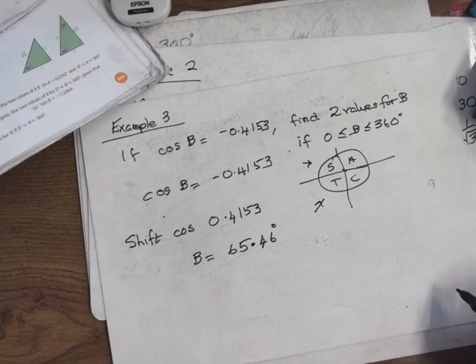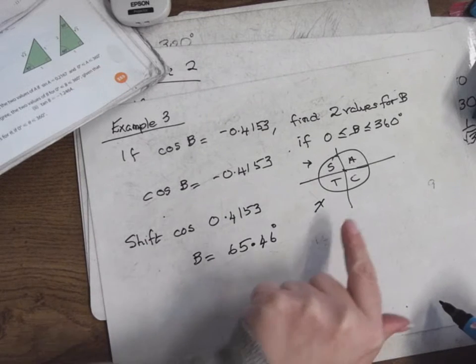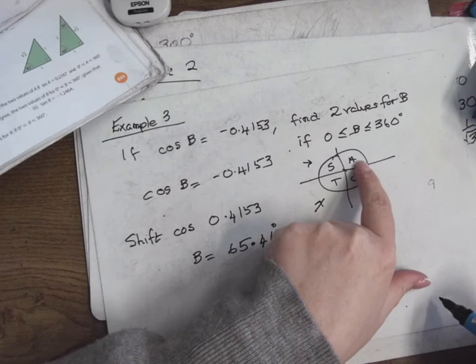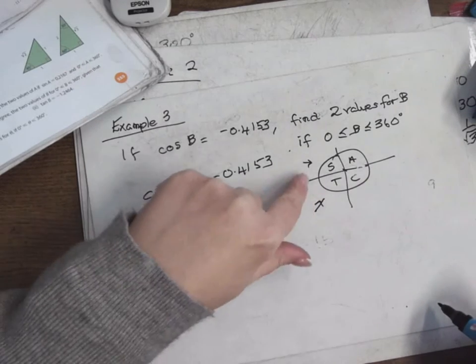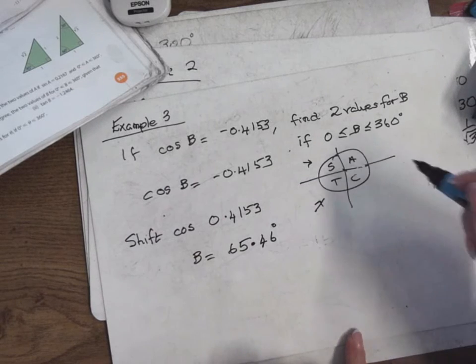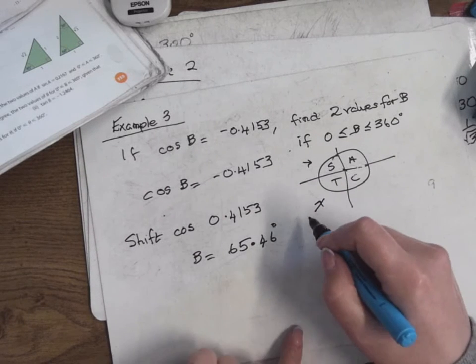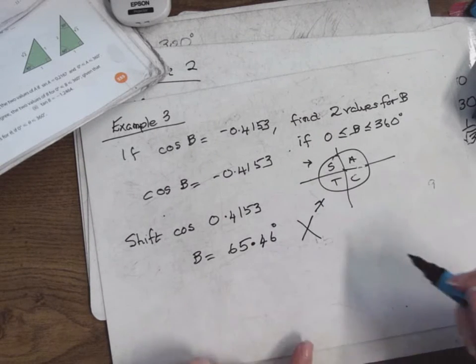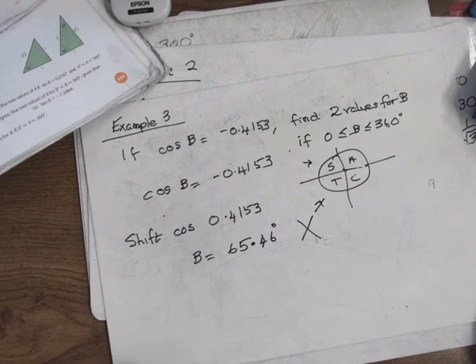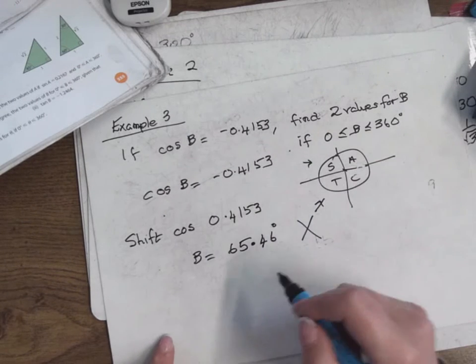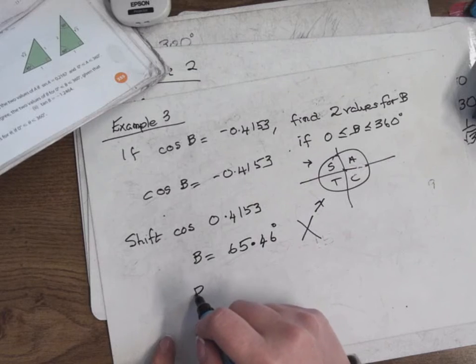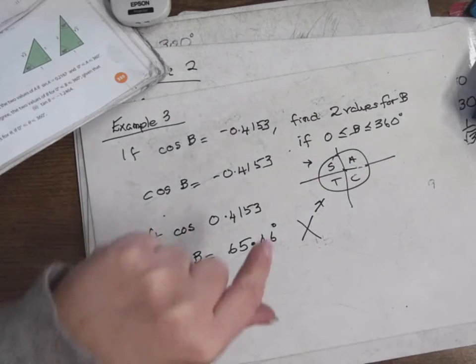Is that an answer? Where is 65.46? It's in the first quadrant, isn't it? Is there an answer in the first quadrant? I've already figured out where the two answers are going to be. Is there an answer in the first quadrant? So is that an answer? No, it's not. That's not an answer. But I use it to get an answer in the second quadrant.